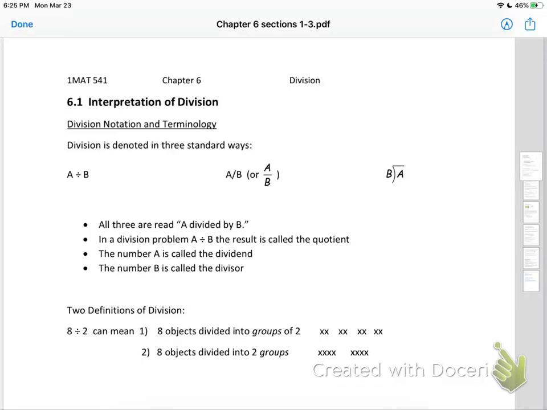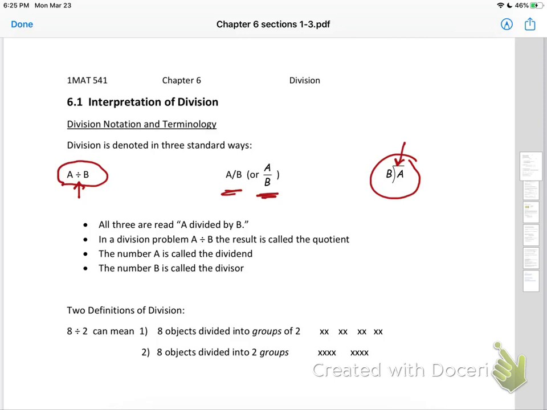Okay, in this video we're going to be talking about division. There's a couple of ways you can write a division problem. These are the basic three ways. You can write it in a sentence, a number sentence. This is the symbol that says division. You can write it as a sideways fraction, a vertical fraction, or you can write it with this symbol right here, which will be getting you ready to do long division. All three of these are read A divided by B.